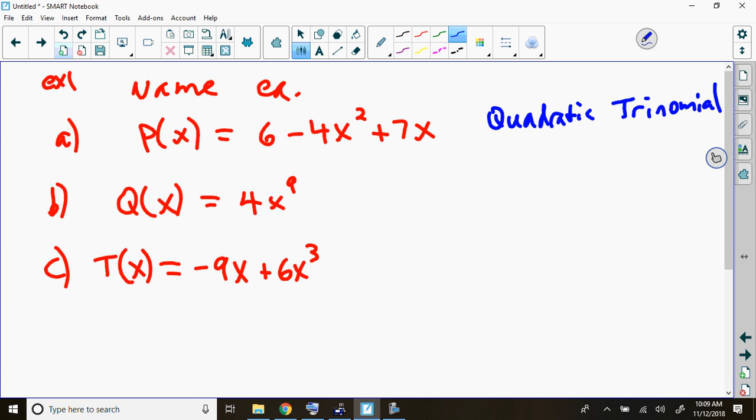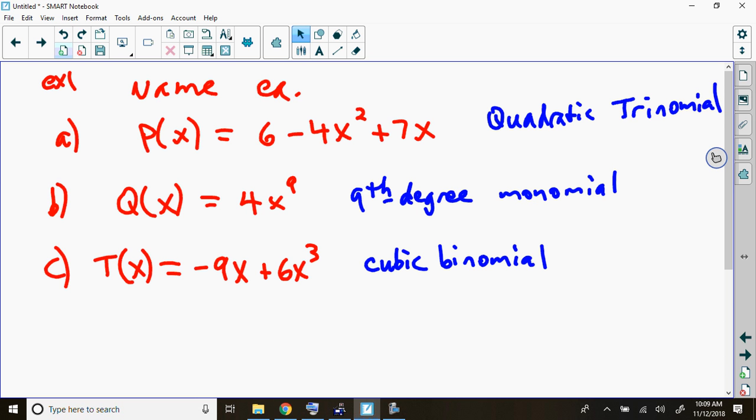What do we think about number B? Yes. Perfect. 9th degree monomial. Awesome. 9th degree monomial. And the last one, t of x equals negative 9x plus 6x cubed. Yeah. Cubic binomial. Good.